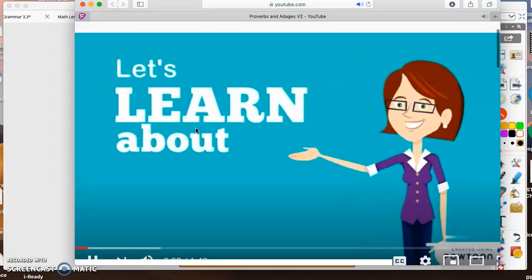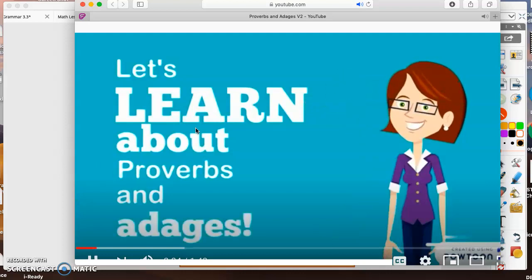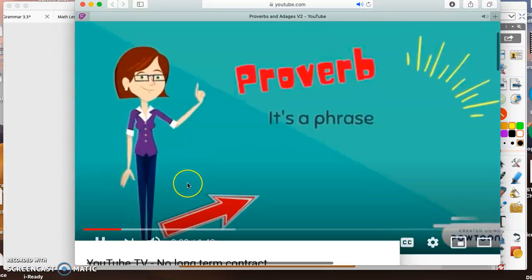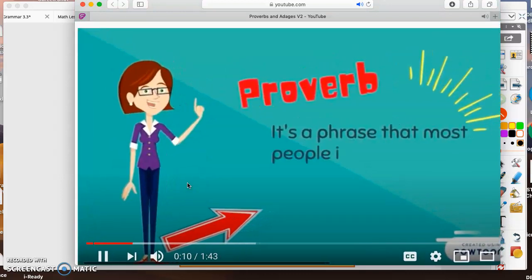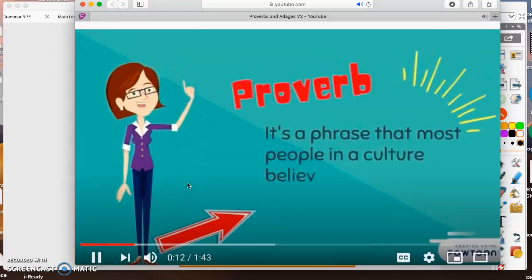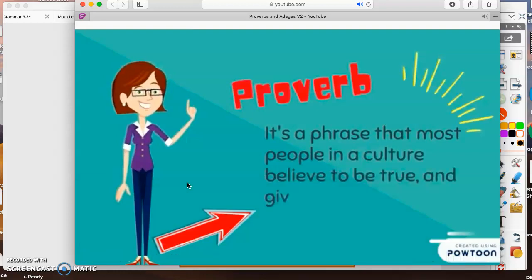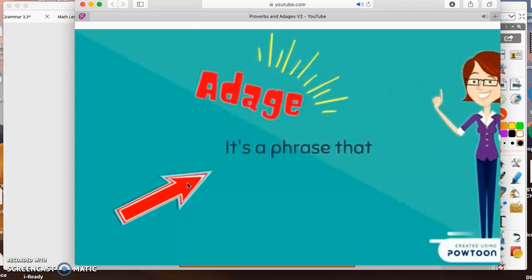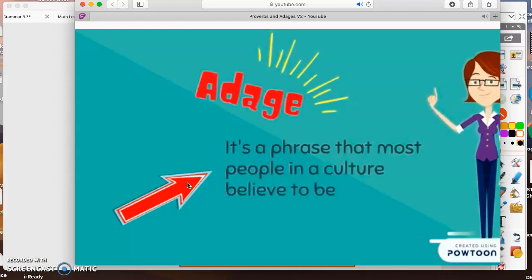Hello, readers. Let's learn about proverbs and adages. Let's start with a proverb. It's a phrase that most people in a culture believe to be true and gives advice. An adage is also a phrase that most people in a culture believe to be true, but it doesn't really give advice.